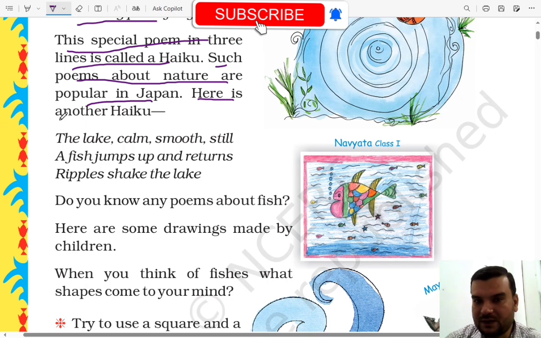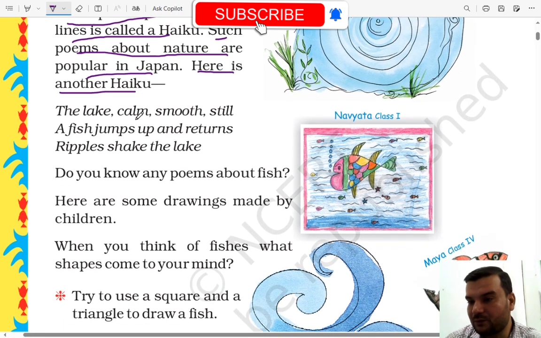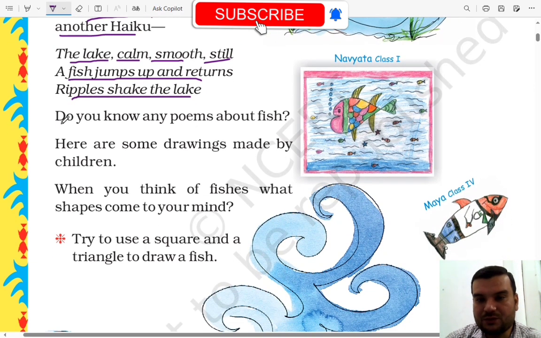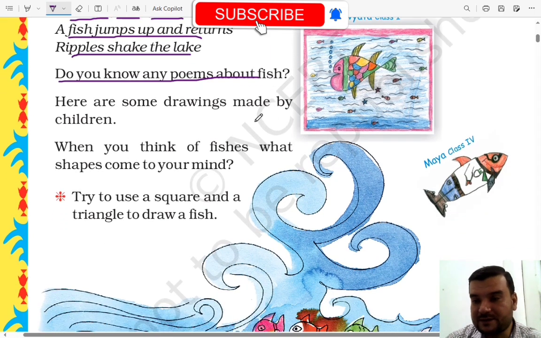Here is another haiku, okay, another poem. The lake calm, smooth, still. A fish jumps up and returns. Ripples shake the lake. Okay, do you know any poem about fish? He's asking you if you know any poem about the fish.